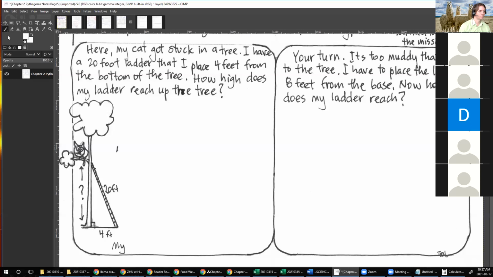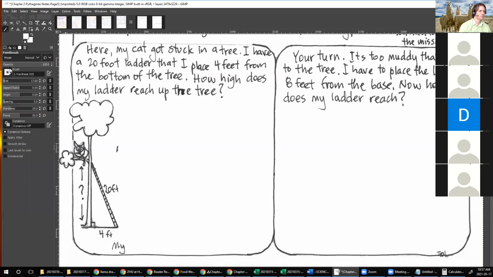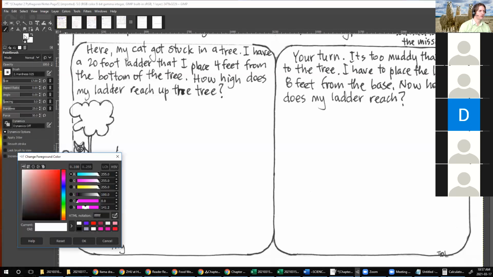So again, what I did was, I need to get some color here. Excuse me just a moment. There we go. Guess I'm changing my colors again.